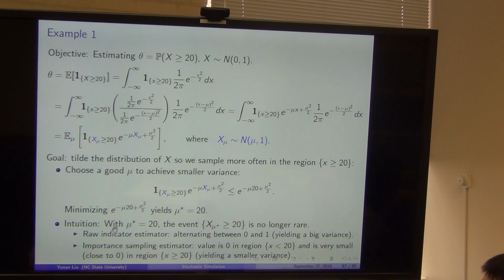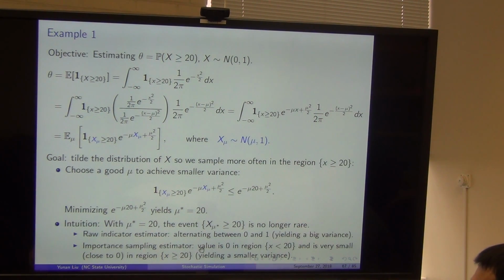Intuition here: with mu equals 20, the event is no longer rare. The raw Monte Carlo estimator alternates between 0 and 1, yielding a large variance, because a two-point distribution is really not good. You may argue that the variance is not too bad, the variance is less than 1, right? Because the variance of a Bernoulli random variable is p times 1 minus p, which is less than 1. But the mean is less than 1. The mean is also very small, right? So what we should worry about is the relative variance, right? The variance is not big, but compared to the mean, it's big. Okay?